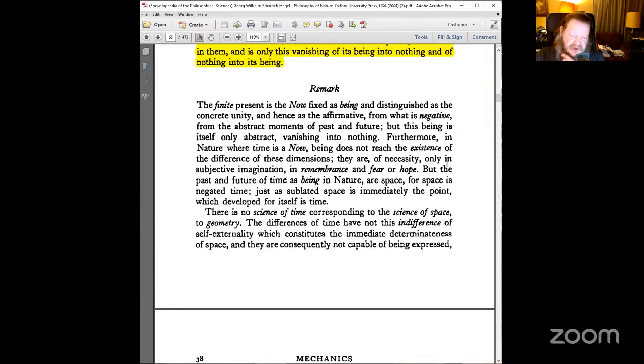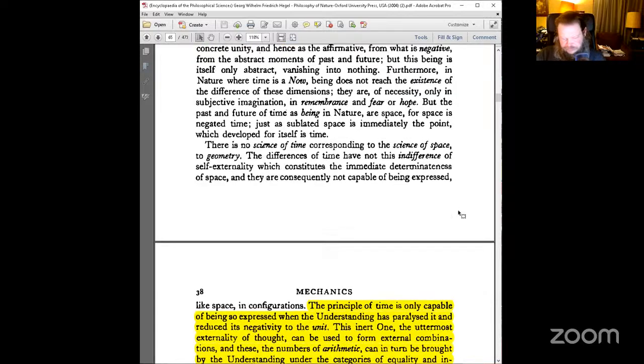Hegel says there's no science of time corresponding to the science of space, to geometry. The differences of time have not this indifference of self-externality which constitutes the immediate determinateness of space, and they are consequently not capable of being expressed like space in configurations. So in geometry, you can have several shapes side by side in space, and they relate to each other. This is not what happens in time.